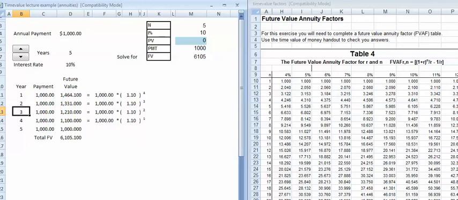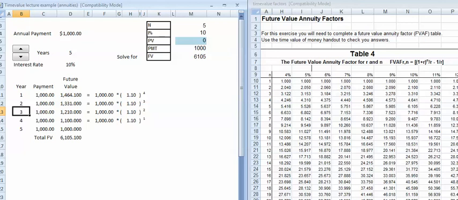And we can see that after 5 years, we would have a total future value of $6,105. We could solve for this amount manually using a formula for the future value of an annuity, which we're not going to go over here.